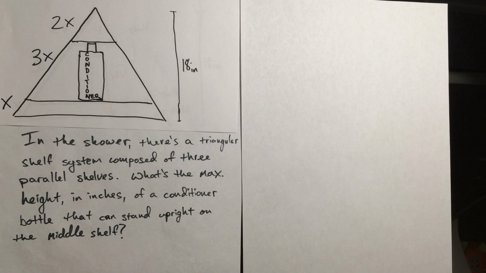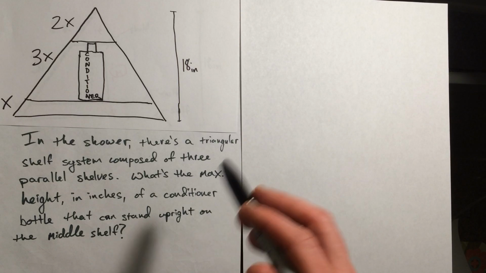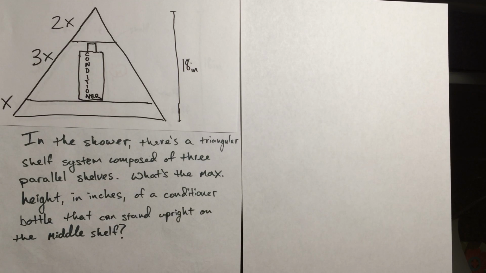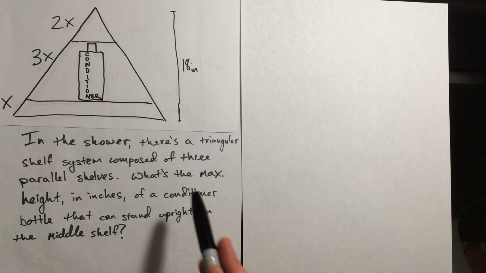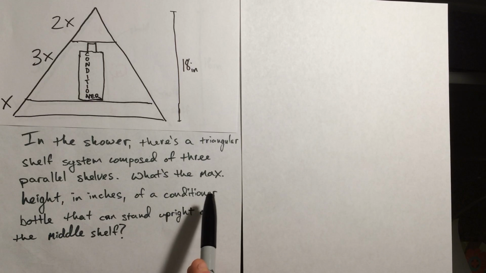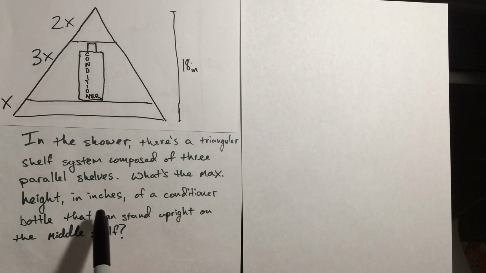And we have another trick today, a classic time waster from the SATs. It's a diagram, a lot of words, and some information that we need to parse through really quickly. So let's take a look. It says in the shower, there's a triangular shelf system composed of 3 parallel shelves. What's the maximum height in inches of a conditioner bottle that can stand upright on the middle shelf?